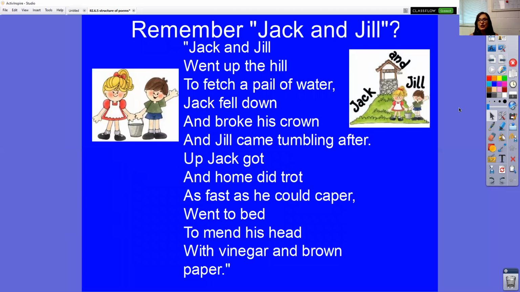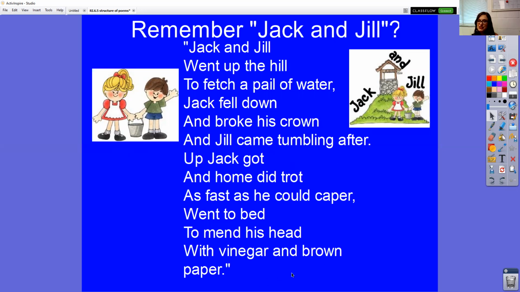So let's just take a look at Jack and Jill. Now this one is very elementary. Remember that poem, Jack and Jill Went Up the Hill? Okay, we can all probably restate it. Jack and Jill went up the hill to fetch a pail of water. Jack fell down and broke his crown, and Jill came tumbling after. Up Jack got, and home did trot as fast as he could caper. Went to bed to mend his head with vinegar and brown paper.